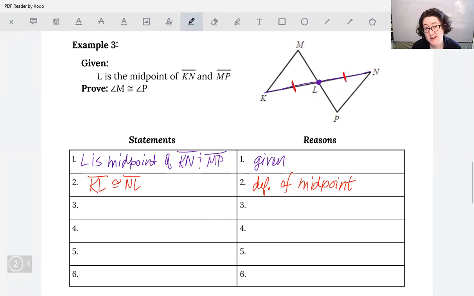Okay. But we said in the givens, L is the midpoint of KN and MP. So let's look at MP now. So if L is the midpoint of MP, well, it's doing the same thing with that other segment. So let's mark our pieces congruent and write it down in the proof. So segment ML is congruent to segment PL. Same reason, definition of midpoint. Okay. So if we're trying to work towards getting these triangles congruent, any ideas on what rule we might use for it?